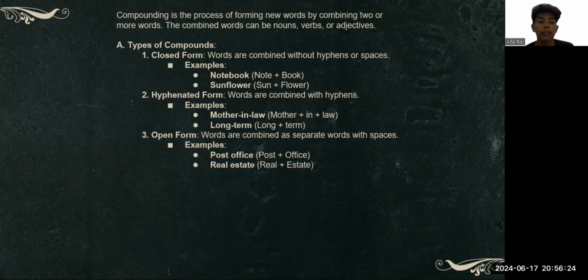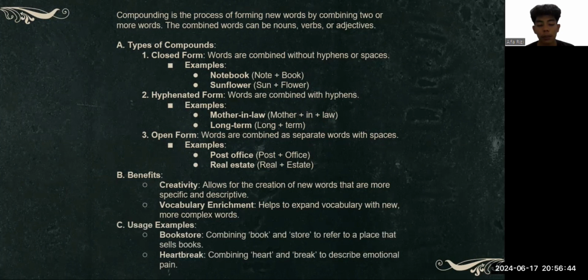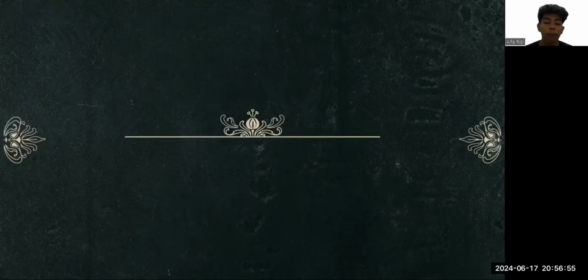The benefit is creativity, allowing for the creation of new words that are more specific and descriptive. Vocabulary enrichment helps to expand vocabulary with new, more complex words. Example is bookstore, combining book and store to refer to a place that sells books. Heartbreak, combining heart and break to describe emotional pain.